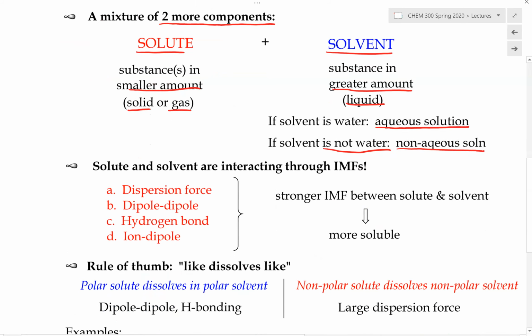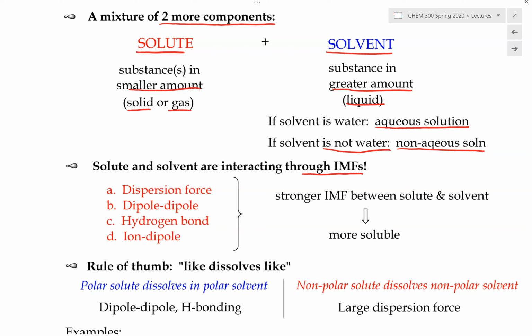As we combine the solute and the solvent together to make a solution, what we then see is that at the molecular level, the solute and the solvent begin to interact with each other through intermolecular force, or IMF. This IMF is really important because it is what determines the solubility of a solute in a particular solvent.